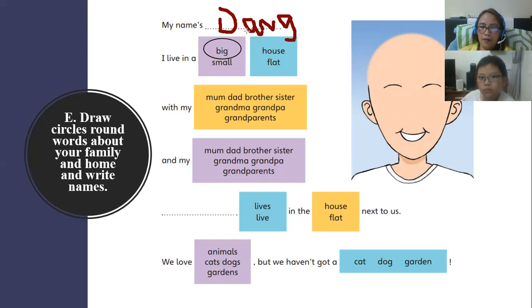With my mom, dad, brother, sister, grandpa, grandma, grandparents. Where do you live, baby? Who do you live with? Mom and dad. And you don't have any brother or sister? Mom, dad.